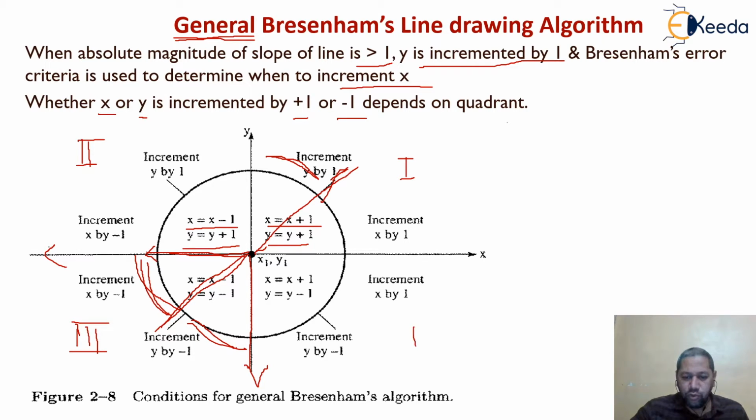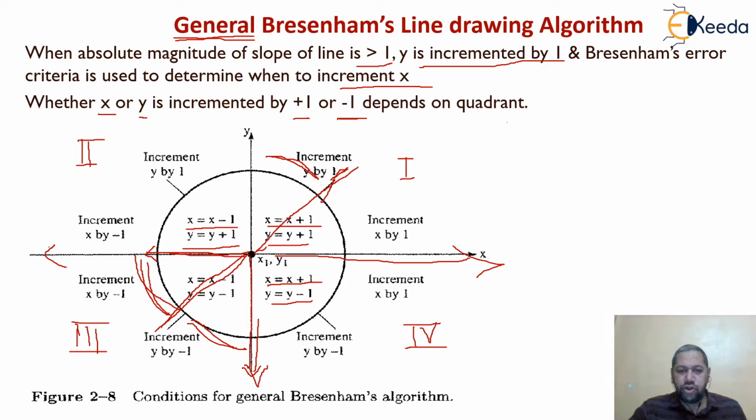Similarly we will go to quadrant number 4. Accordingly, it depends on the quadrant in which I'm drawing the line; I have to find out whether X or Y is incremented by +1 or -1. In the fourth quadrant, what will happen? X is positive, so X is equal to X plus 1, but Y is in the negative direction, so Y is equal to Y minus 1.